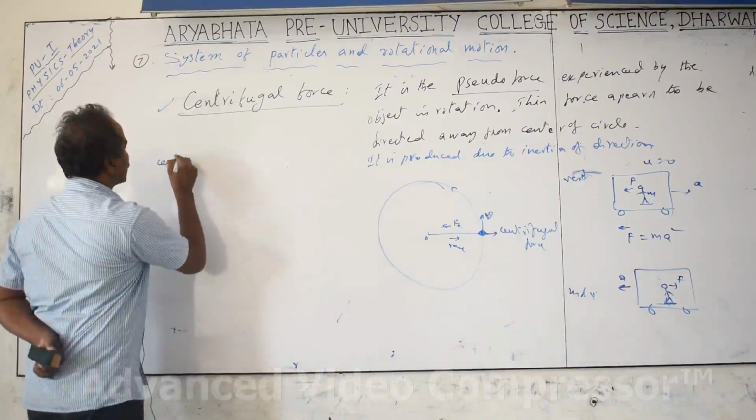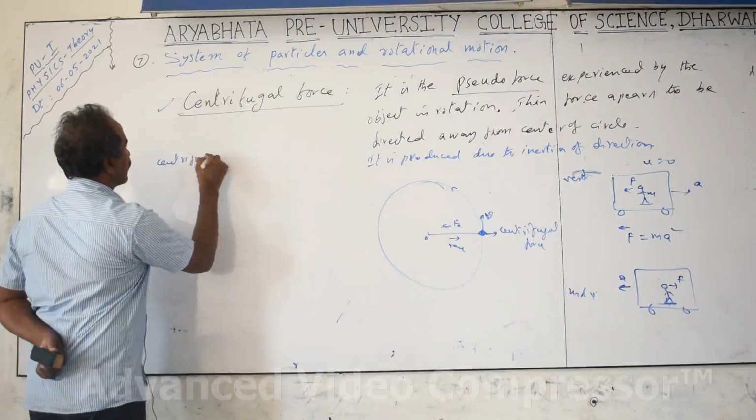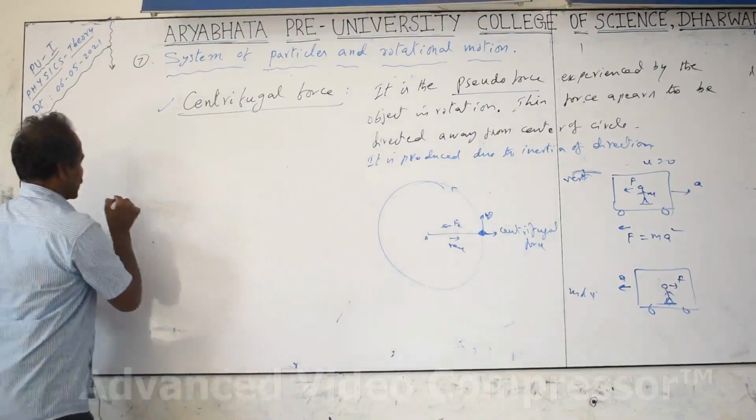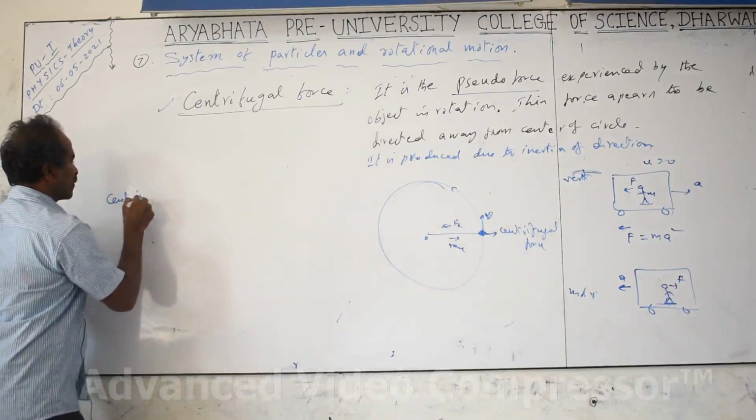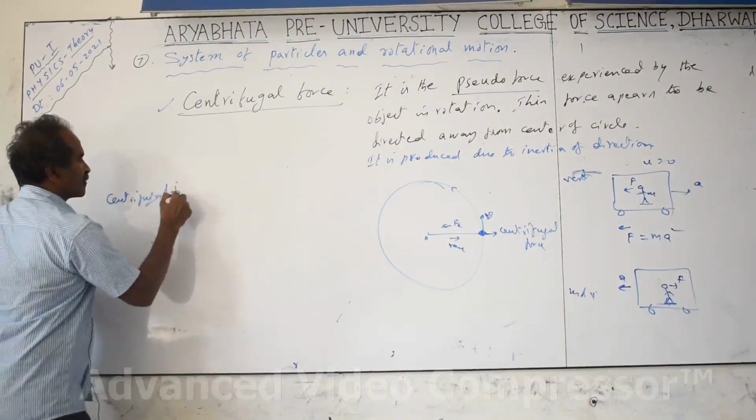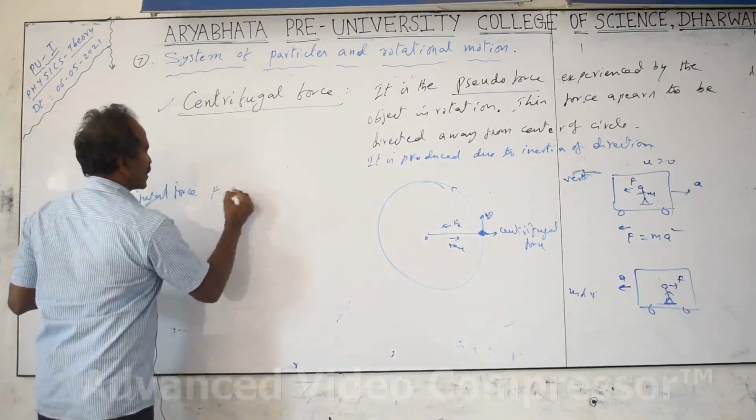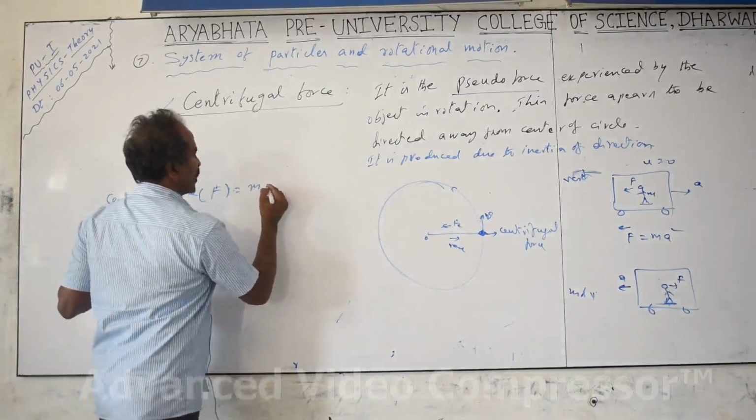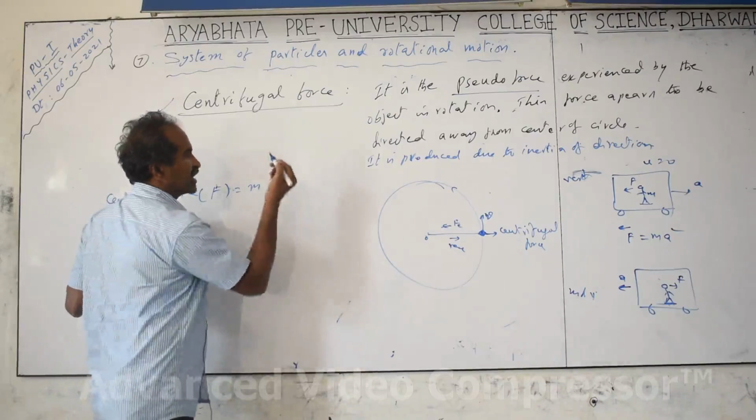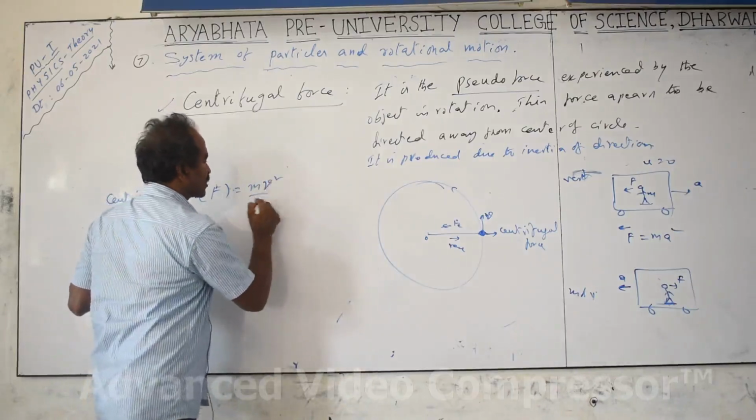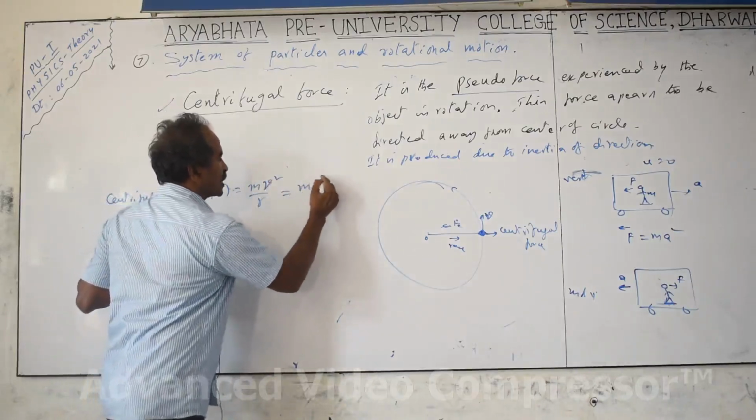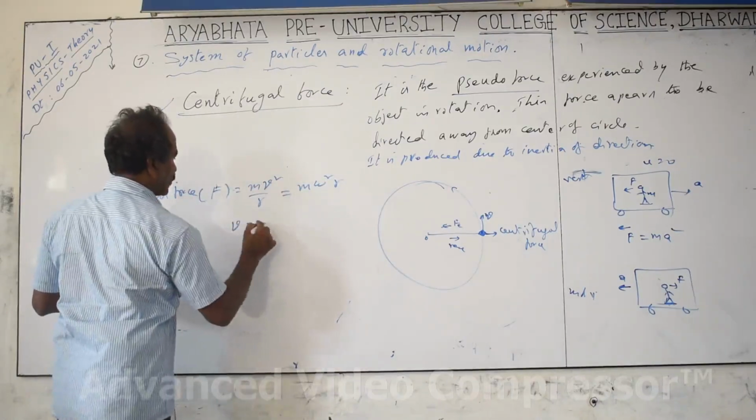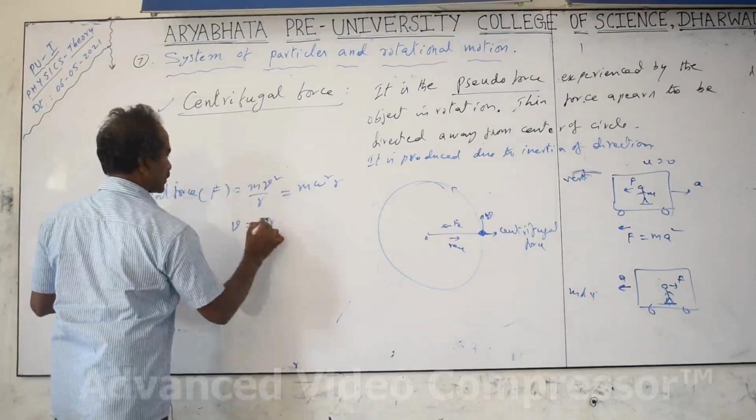What is the formula you have to take for centrifugal force? Force is equal to mass into centripetal acceleration, the same formula as the centripetal force, that is mv square by r, which is equal to m omega square r, or m v omega, using the relation v equals omega r.